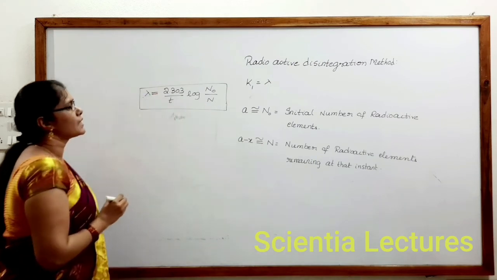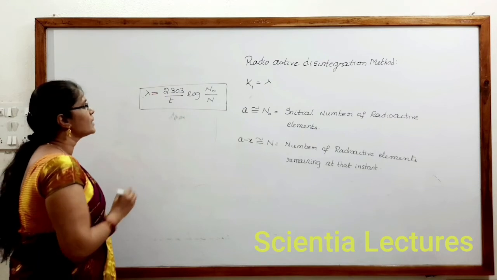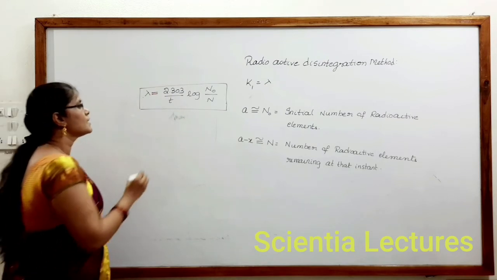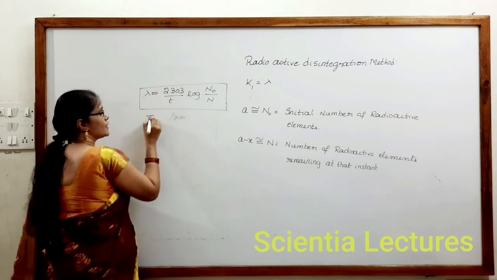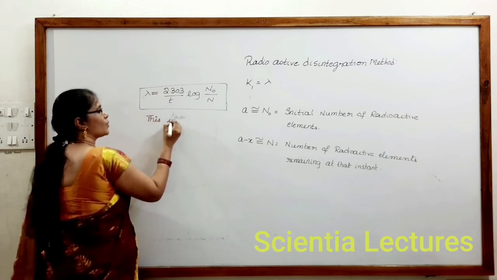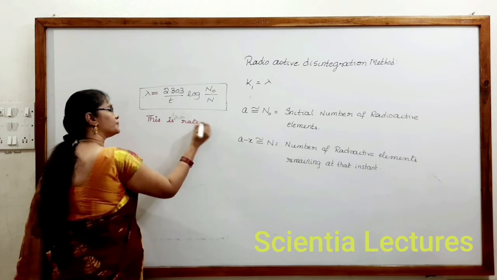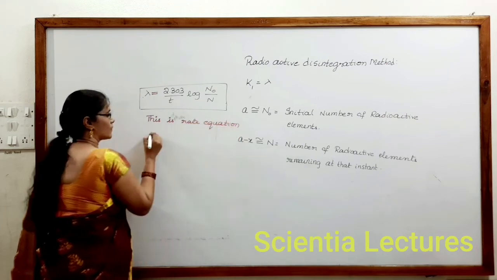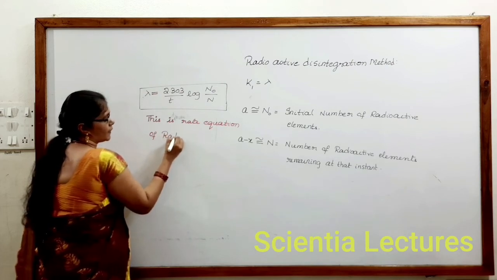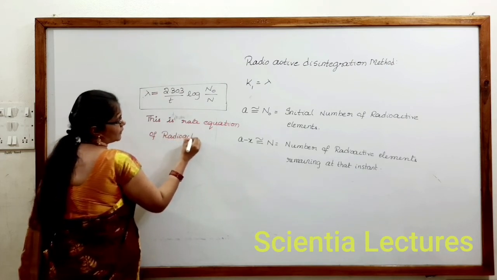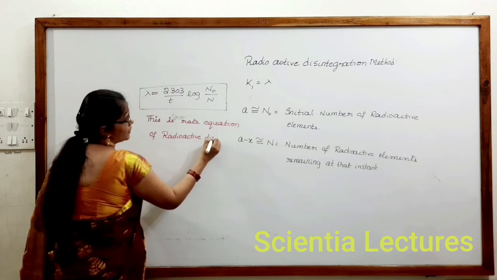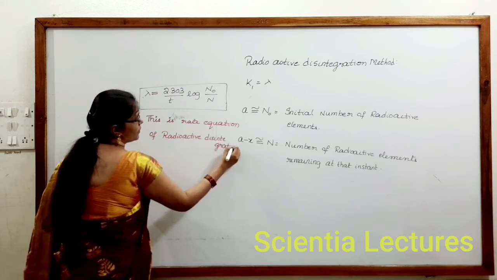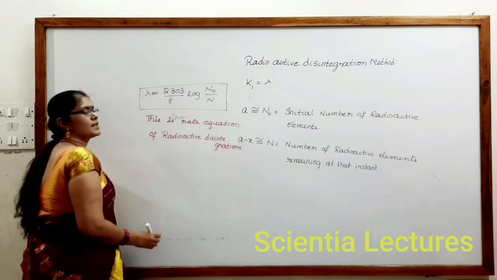So in this condition, lambda must be equal to 2.303 by t log of N0 by N. This is the rate equation of radioactive disintegrations.